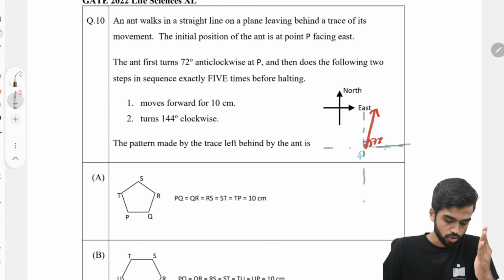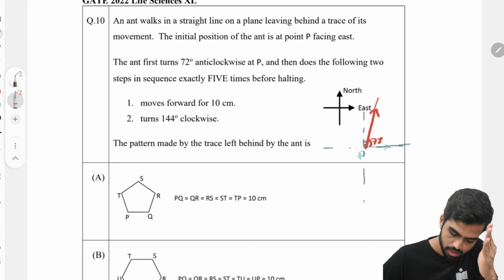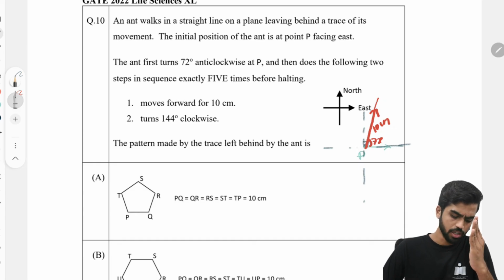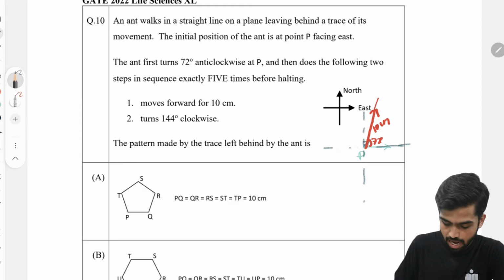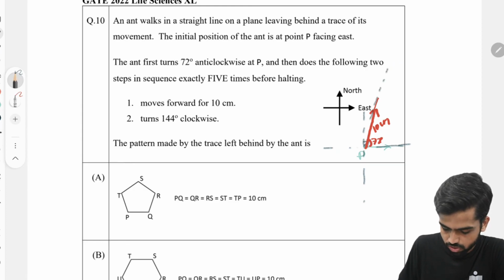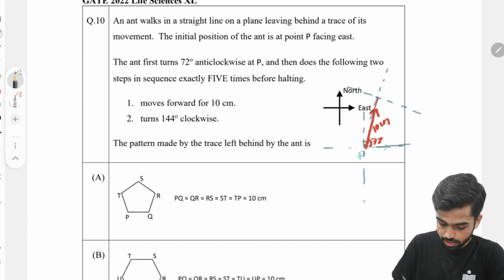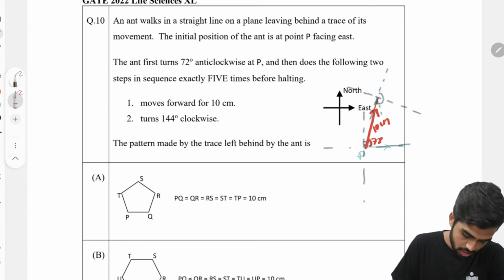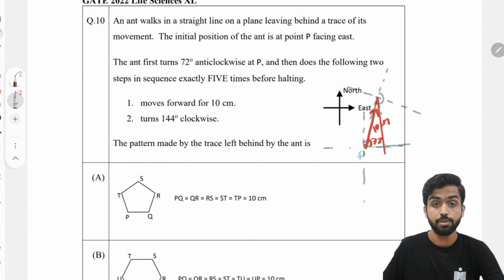Five times it will do the two steps. What are the two steps? First we will move forward 10 centimeters. This is 10 centimeters. And then the second would be turn 144 degrees clockwise. Again we'll have to devise our coordinates to see what 144 clockwise would be. It would be something less than 180, so it will turn this side and move 10 centimeters. It has moved 10 centimeters.